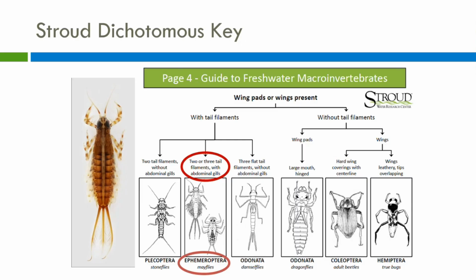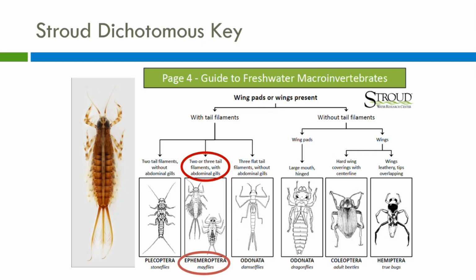So that gets us into one of these two categories here. We do have tail filaments. We're looking if it has abdominal gills or no abdominal gills. I see, yes, someone says we do have abdominal gills. Excellent. And that puts us in this category, which is our mayfly.